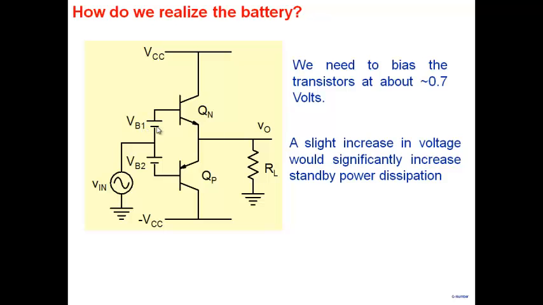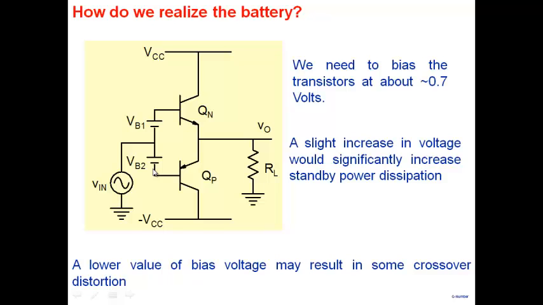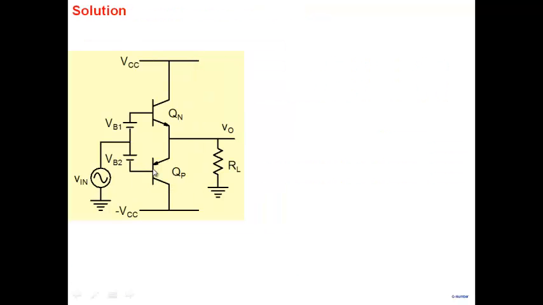Now the trouble with this is, if VB1 becomes too low, then crossover distortion will begin to occur. If VB1 and VB2 become too high, then a lot more current would start flowing and you are unnecessarily wasting power. So the choice of VB1 and VB2 is critical, and let's see how we implement this. So the first thing is, note VB1 and VB2.